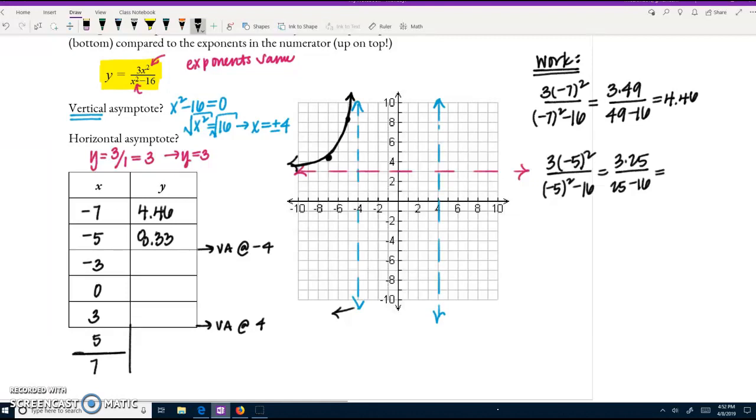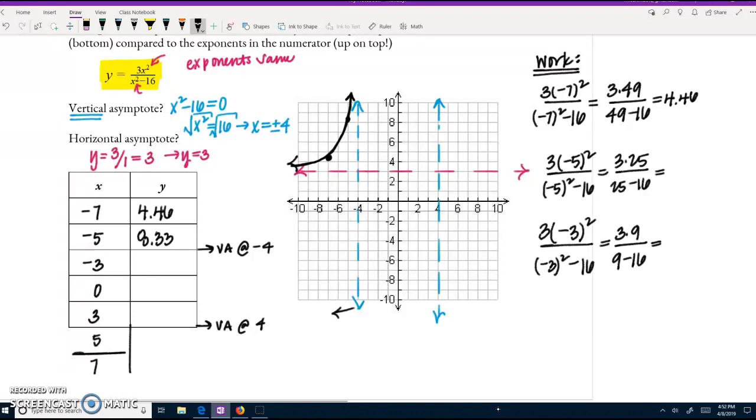Then I need to do the part in between my two vertical asymptotes. So let's plug in -3. So we'll have 3 times -3 squared over -3 squared minus 16, which is going to give me 3 times 9 over 9 minus 16. So this is going to be a negative result when I plug in -3.